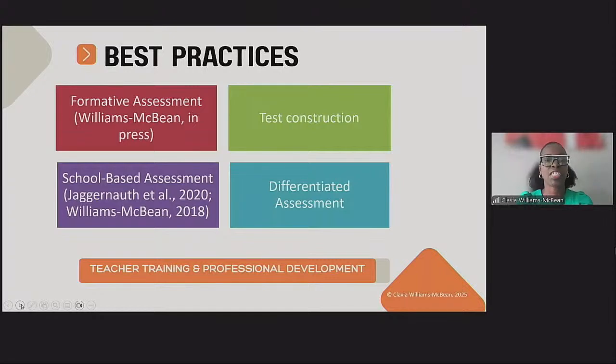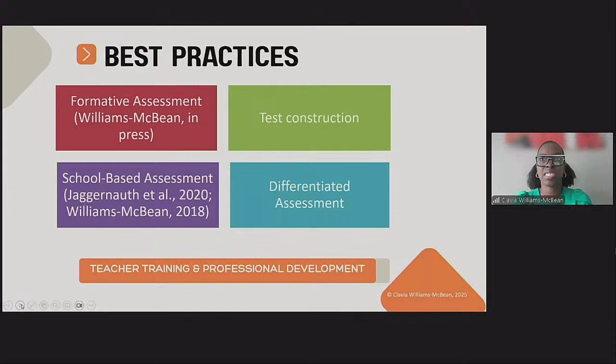My study that I've just put out has shown that formative assessment has improved students' learning in English in secondary schools in Jamaica, and that's across the board. Teachers also need training in test construction. Teachers create tests every day, be it an end-of-unit or end-of-class test. It's also an assessment instrument.